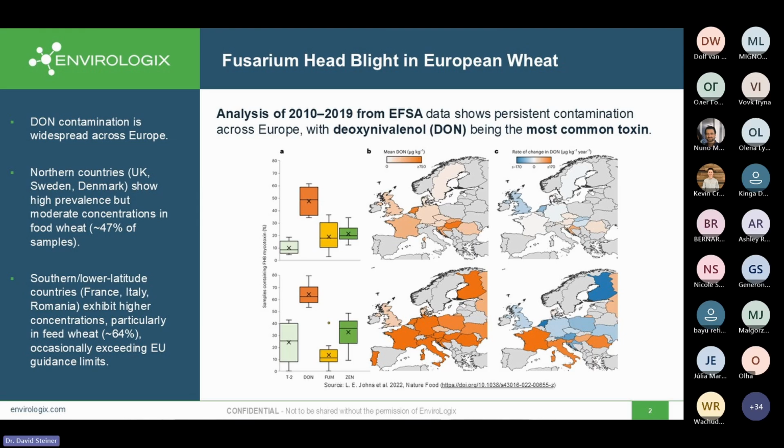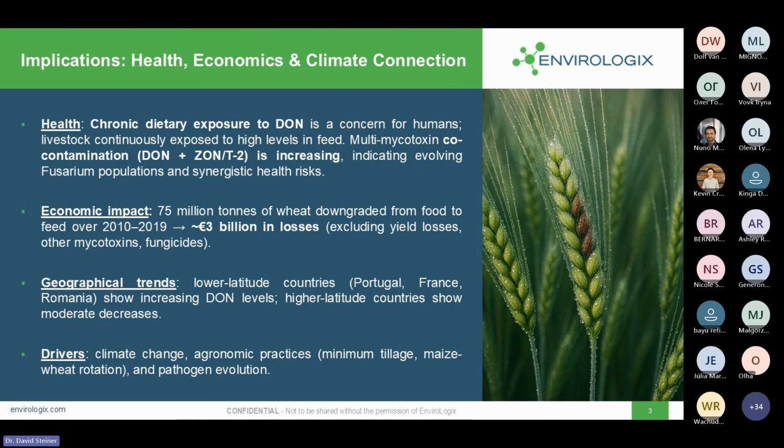So the regional patterns of Fusarium contamination and this northward shift of aflatoxins show that climate change is definitely reshaping mycotoxin risks in Europe. And this actually matters beyond the field, because mycotoxins link climate variability, human health, and also economic stability. Chronic exposure to deoxynivalenol and aflatoxin B1 is definitely a concern, not only for humans, but also for livestock. And multiple co-occurring Fusarium toxins may even amplify these health risks.